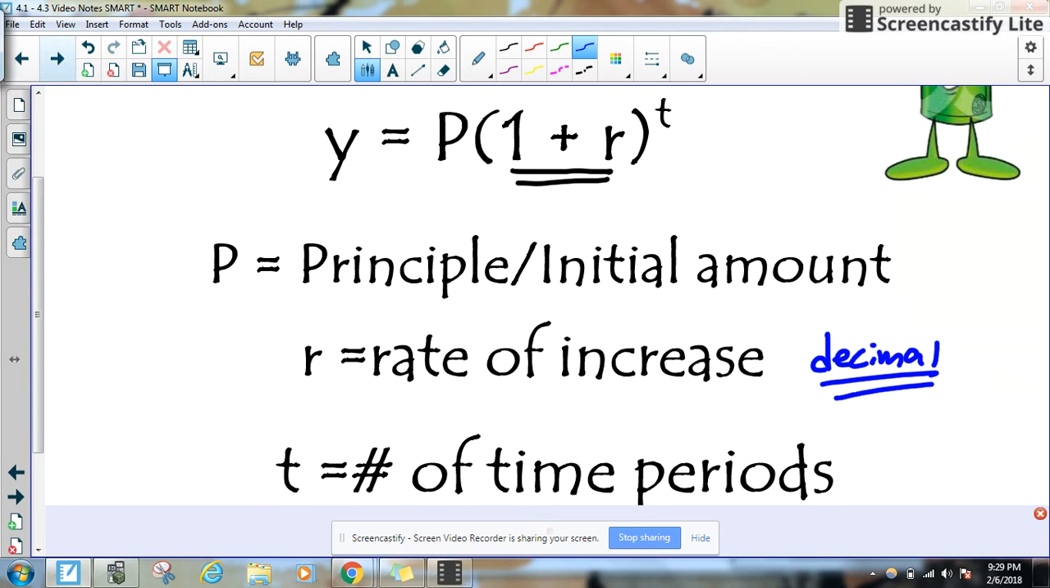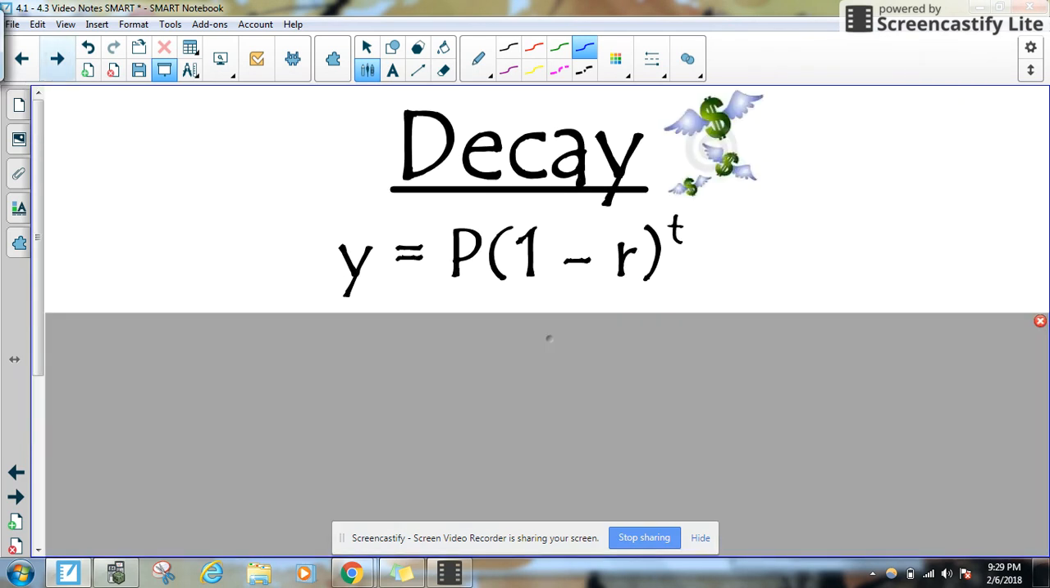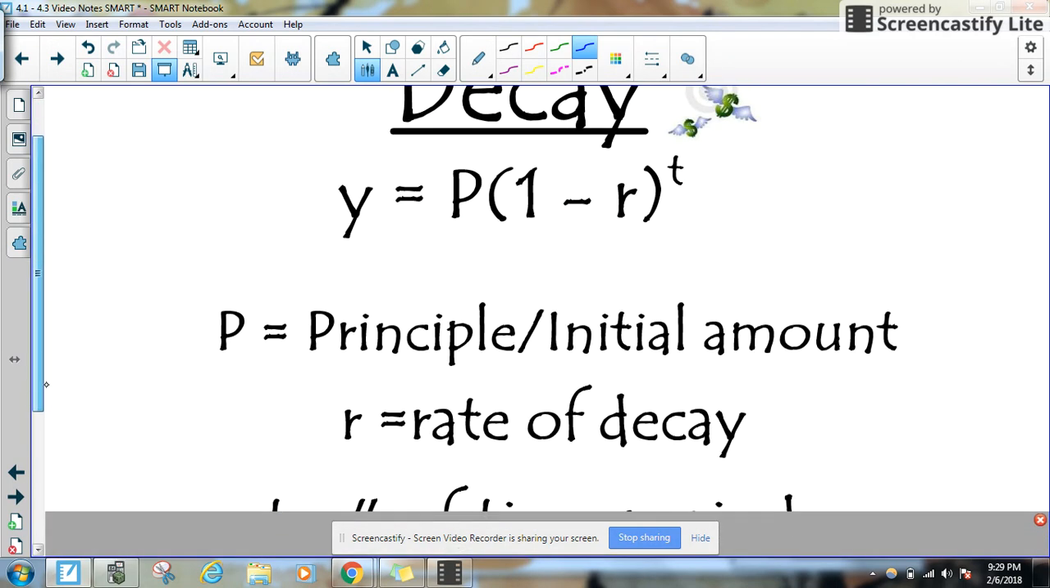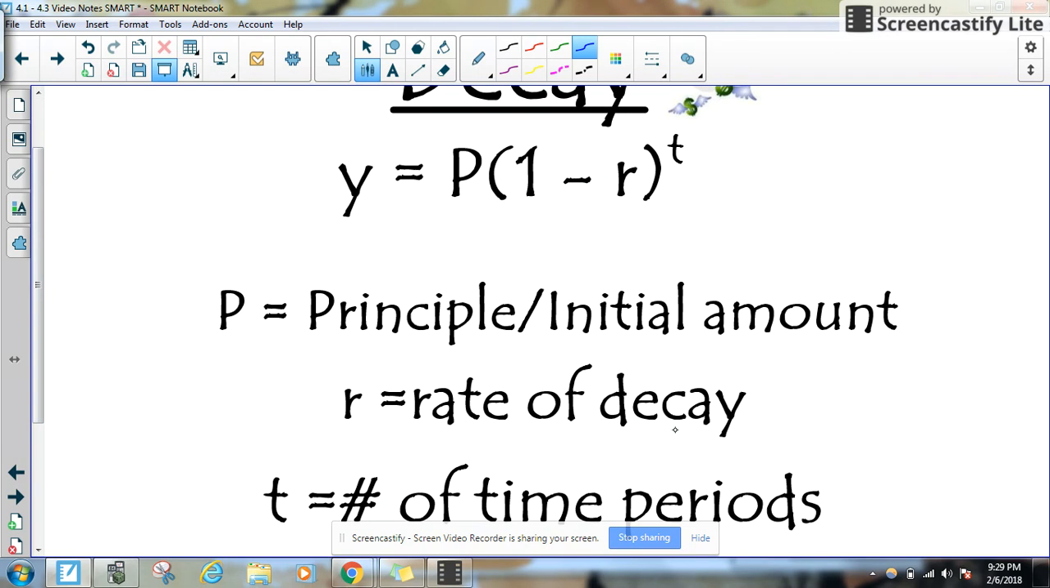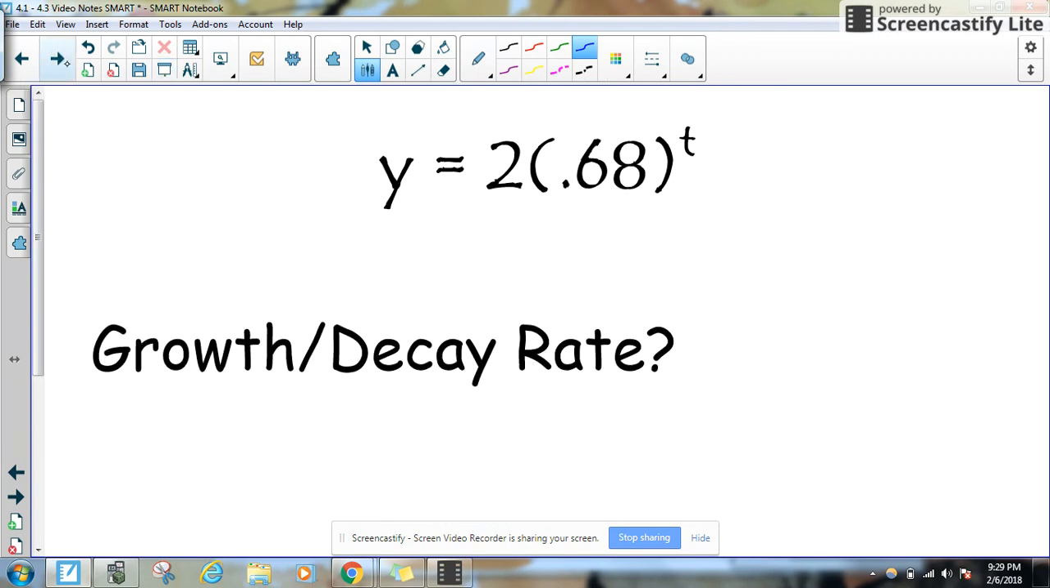The exponential decay formula is exactly the same, but instead of the plus in the middle, it's a minus. And these are still the same. You've got p as the principal, r is the rate of decay, and t is the time periods. So, one thing that we could do now is start to take a look at what the growth or decay rate is when looking at a formula. Let's take a look at this one. It says y equals 2 times 0.68 to the t.